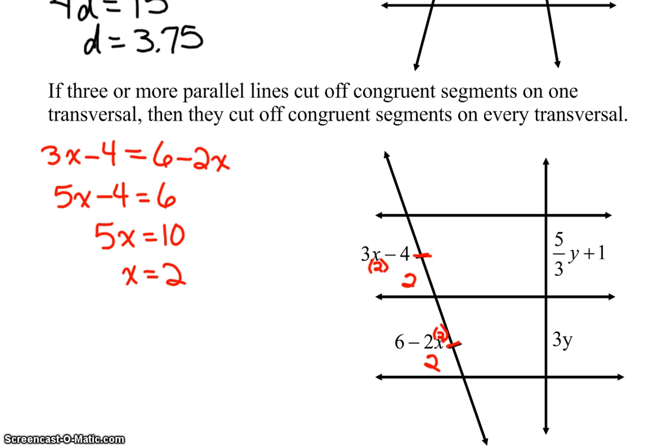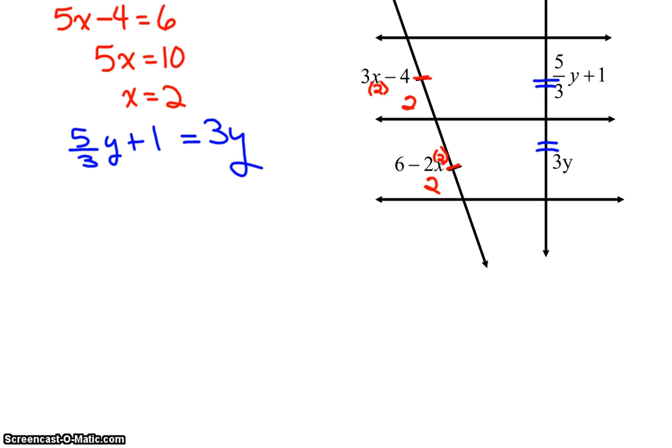Now, what this theorem tells us is because the ones on the left transversal are congruent, then the ones on the right transversal are congruent as well. So I also have 5/3 y plus 1 equals 3y. Now, to complete solving for y, the first thing I'm going to do is eliminate the fraction. And to eliminate the fraction, I'm going to multiply both sides of the equation by the denominator, which is 3.